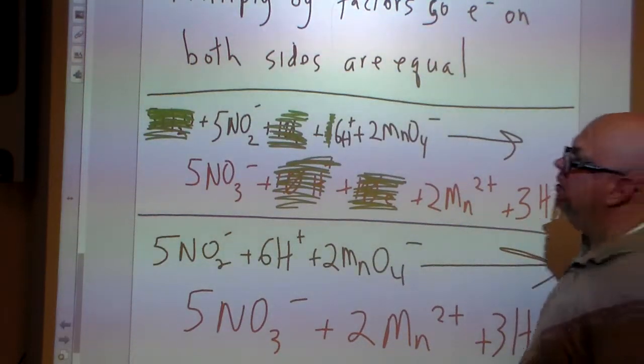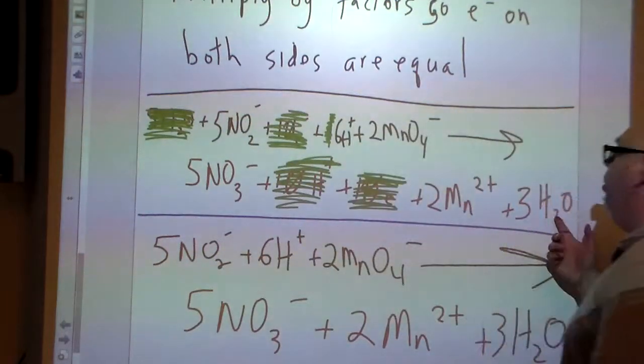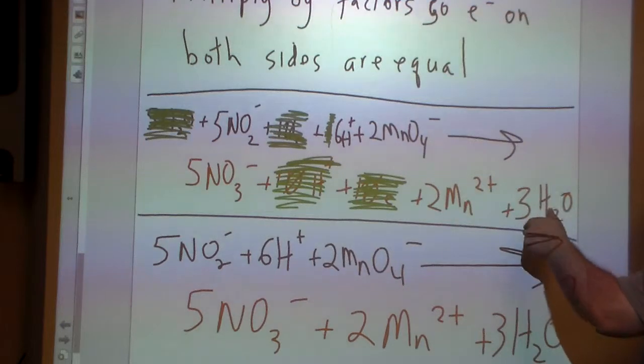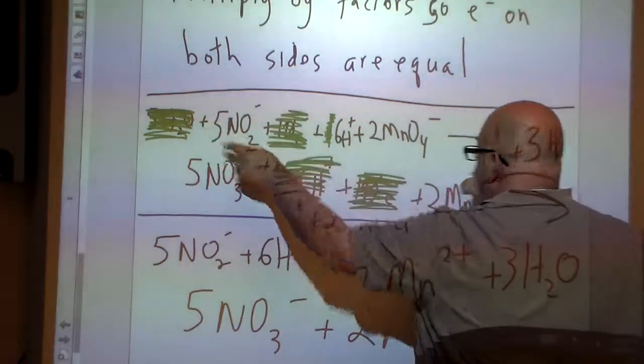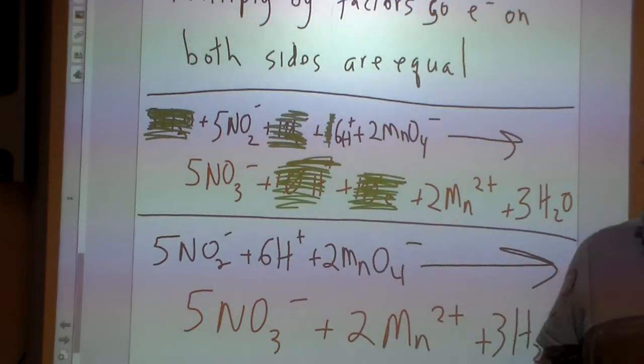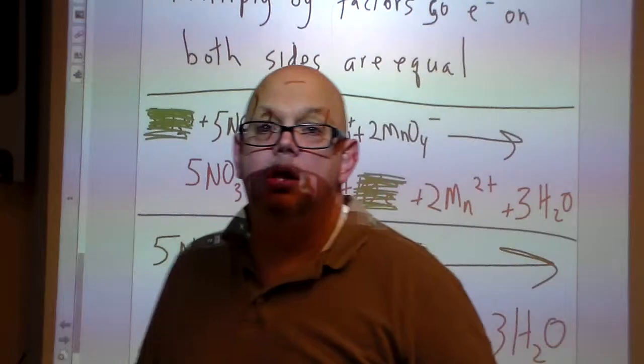Especially for the water, we had 5 waters here and 8 waters here, and notice we eliminated the 8 and made it into a 3 because we took out 5 here and 5 there. And then, ladies and gentlemen, this is our balanced redox reaction in an acidic solution.